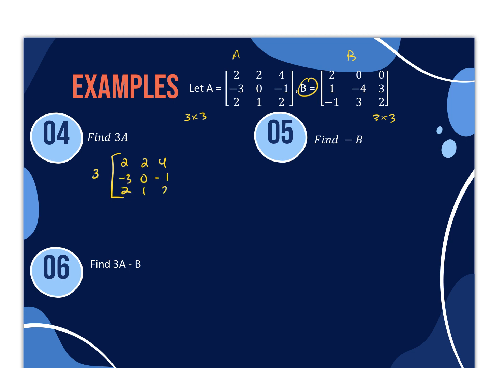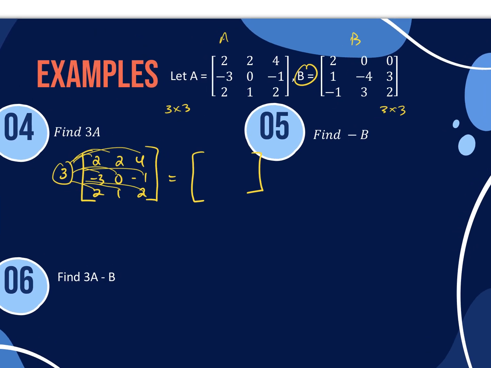2, 1, and 2. And what I'm going to do is take this 3 and distribute the 3 to every single term in this entire matrix. Okay, so my matrix is going to end up still being a 3 by 3, but I have to go and do the math. So 3 times 2 is 6, 3 times 2 is 6, and 3 times 4 is 12.